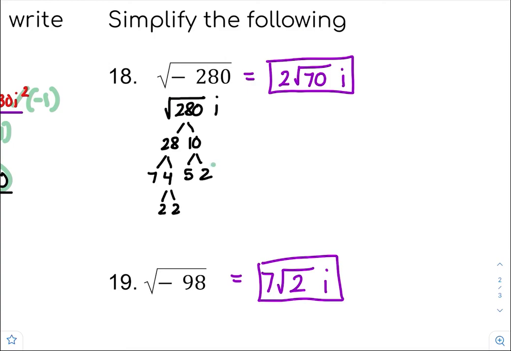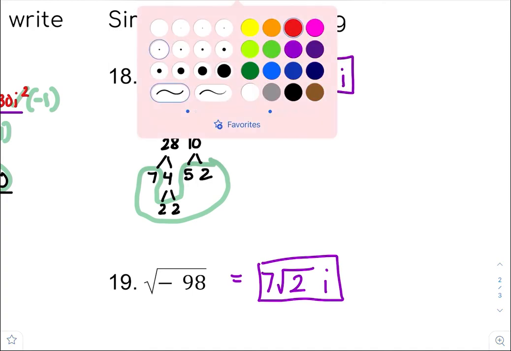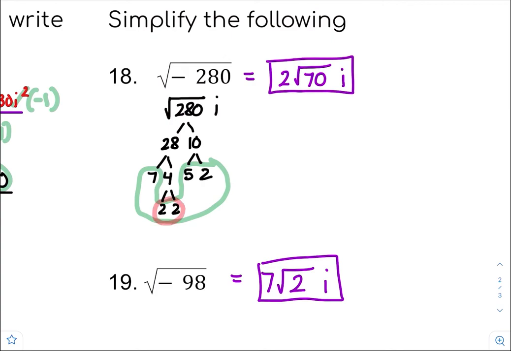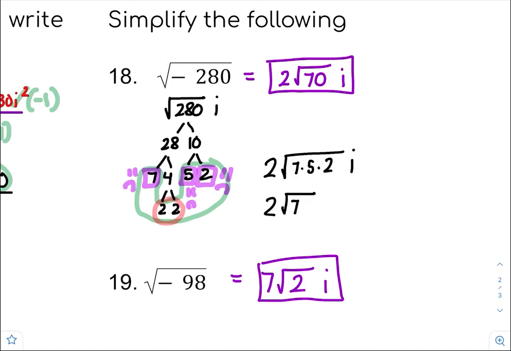So remember, you can only look at the prime numbers. These are the only numbers you can look at. So don't look at the 4 or 28 or 10. From the prime numbers, we only got a pair of 2s. Everything else is a leftover, meaning you cannot find a pair with these. So the pair of 2s goes on the outside of the square root, and all the leftovers, 7 times 5 times 2, and the i on the outside. And that's how you would get 2 square root of 70 i.